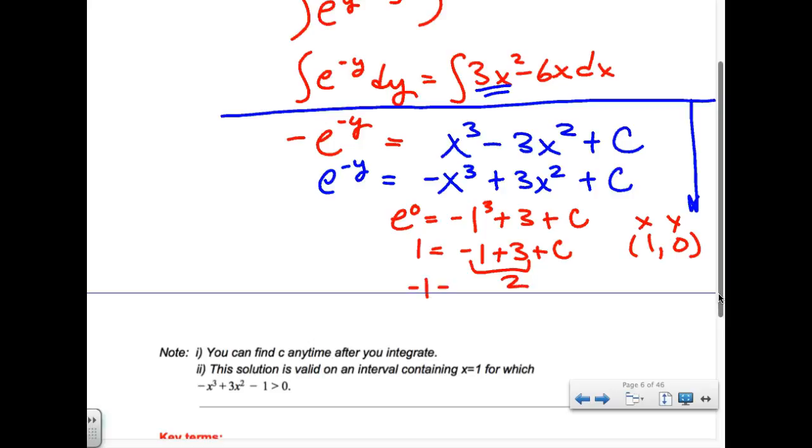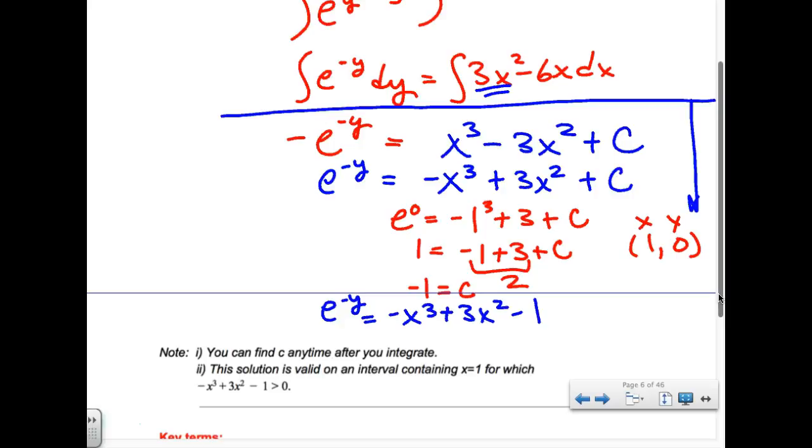Okay, so Carl equals negative 1, and I'm going to go back up because I disrupted my flow just for now. I could have waited till the end, and I'm going to get e to the negative y is equal to negative x cubed plus 3x squared minus 1, and now I'll keep going.